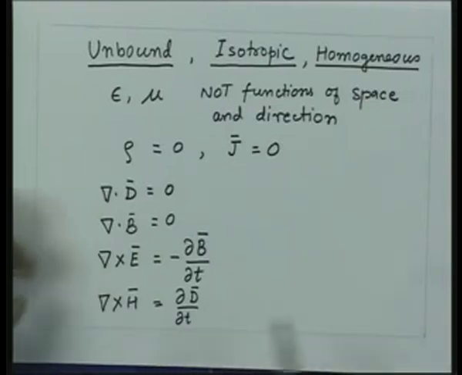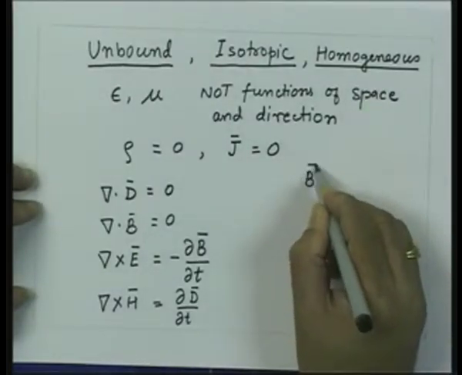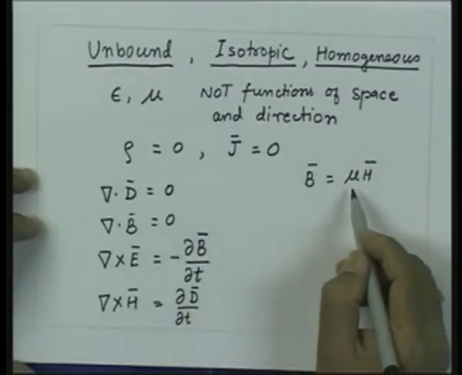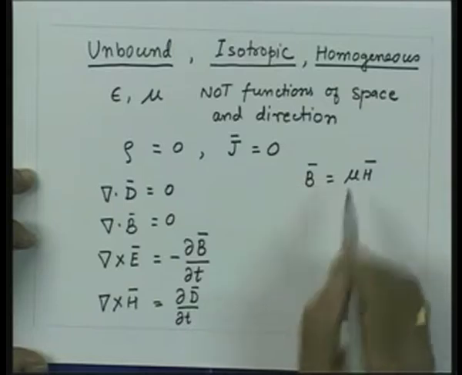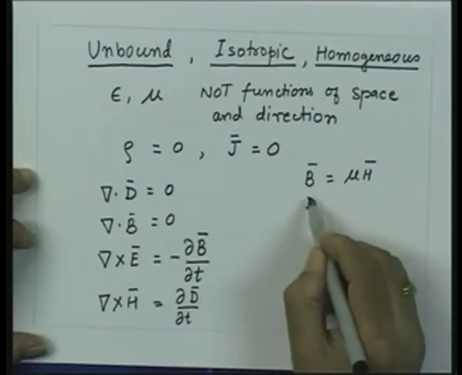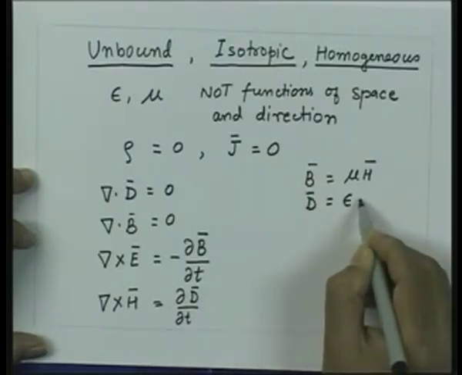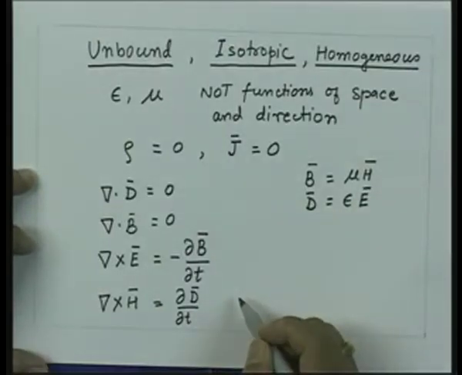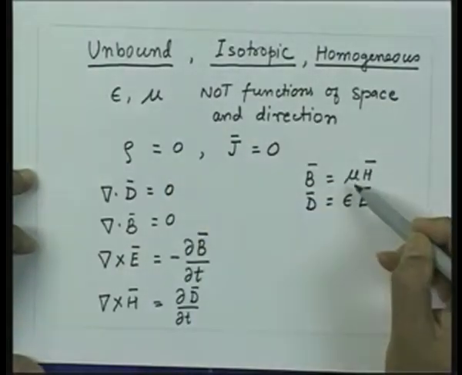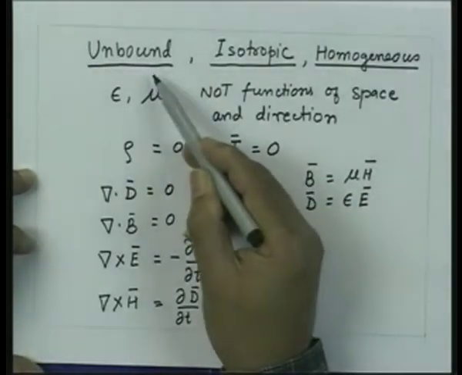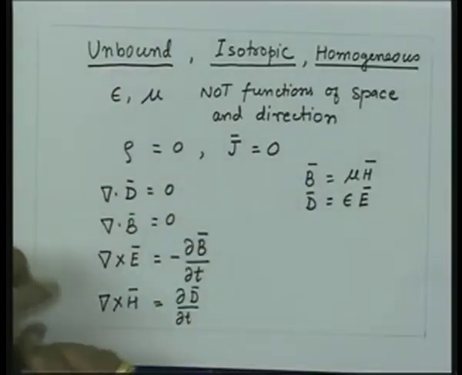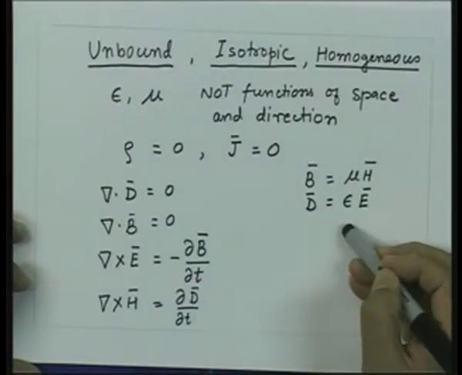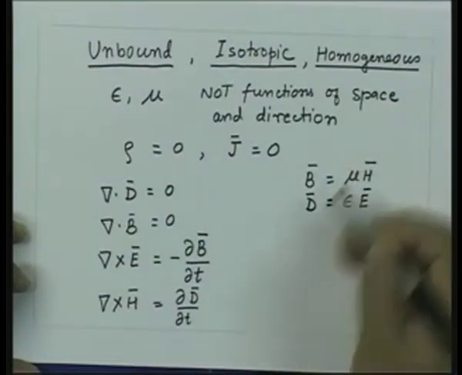Now using the constitutive relation that B is equal to mu times H, and since mu is a scalar quantity, it is isotropic. So H and B are in the same direction. Similarly, D is epsilon times E, and epsilon also is a scalar quantity. However, the medium we are talking about is the unbound medium, so this medium is similar to free space. The permittivity and permeability for free space are denoted by epsilon 0 and mu 0.